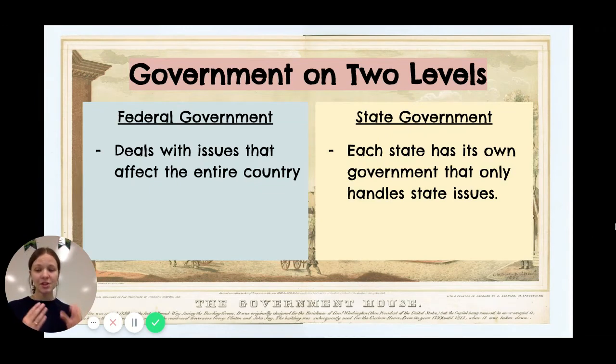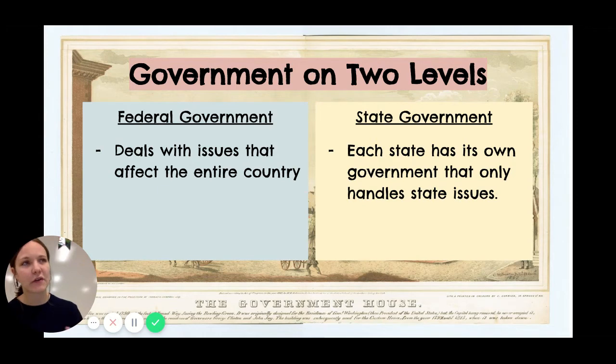So, just to break it down a little bit more, there was government on two levels. The federal government, which is, let's say, our principal, would deal with issues that affect the entire country. Or, if we were relating it to school, the principal deals with issues that affect the entire school. Then there's the state government. Each state has its own government that only handles their state's issues. So Michigan has a state government that only handles the issues that affect Michigan.